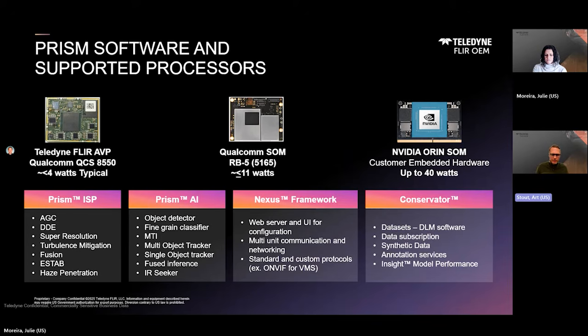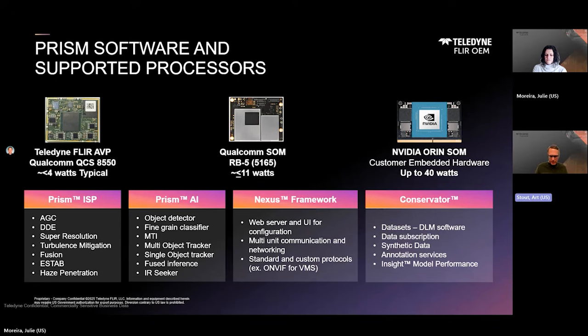Within the Prism AI family of capabilities, we have object detection, a fine-grained classifier, which is the ability to not only do a generalized class detection and provide a label and confidence score, but a fine-grained classifier then enables us to identify things by make and model.